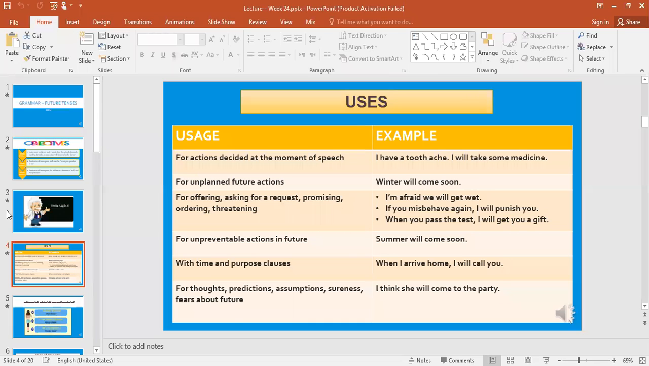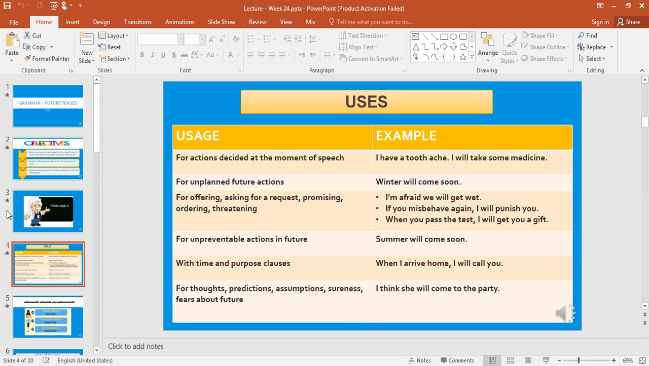So for actions decided at the moment of speech, like I have a toothache, I will take a medicine. For unplanned future actions, winter will come soon. For offering, asking for a request, promising, ordering, and threatening. Like, I'm afraid we will get wet. If you misbehave again, I will punish you. When you pass the test, I will get you a gift. For unpreventable actions in future, like summer will come soon or her birthday is on January 1st and so on.